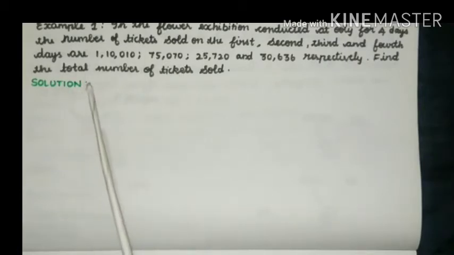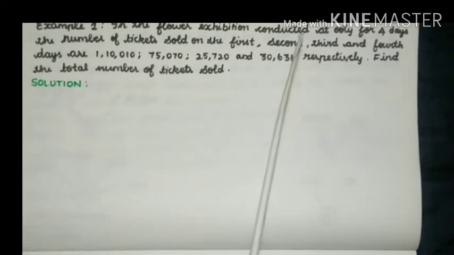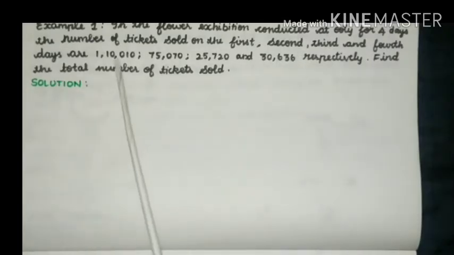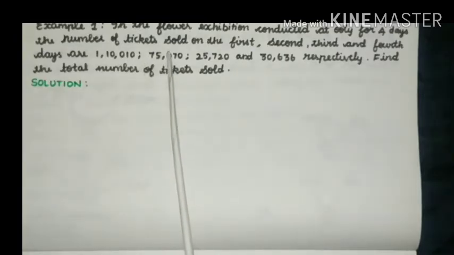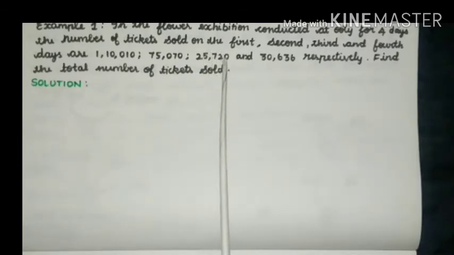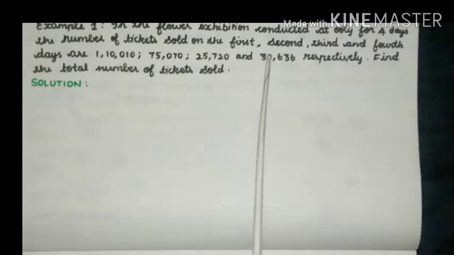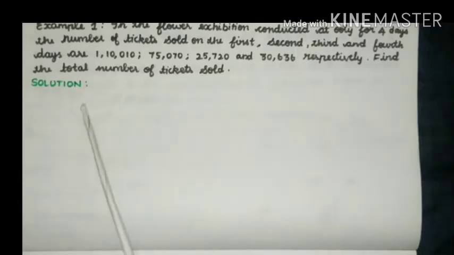See, here the given question is, in a flower exhibition, the tickets sold on the first day are 1,10,010 tickets. On the second day, 75,070 tickets were sold. On the third day, 25,720 tickets were sold. On the fourth day, 30,636 tickets were sold. We have to find the total number of tickets sold.